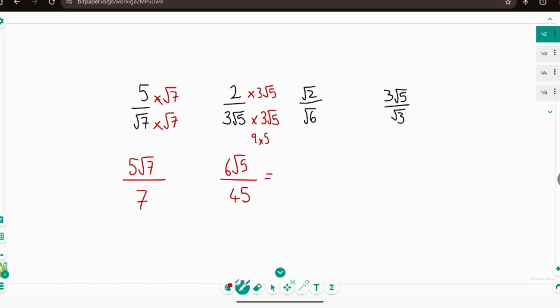9 times 5 is 45. This simplifies. Common factor of 6 and 45 is 3. So divide the numerator by 3, we get 2 root 5. Divide the denominator by 3 and we get 15.